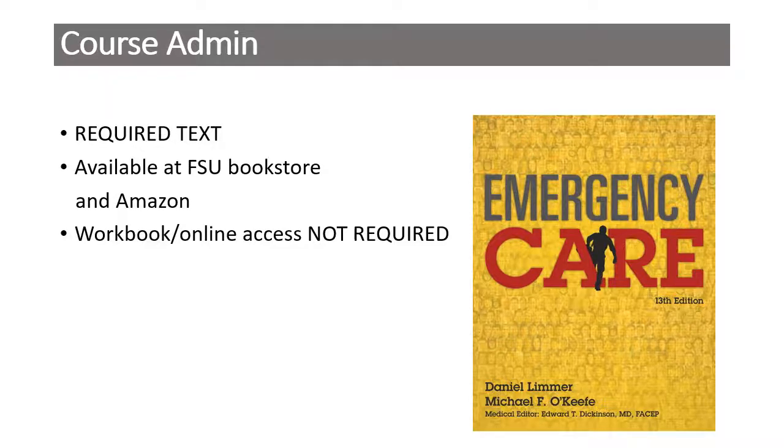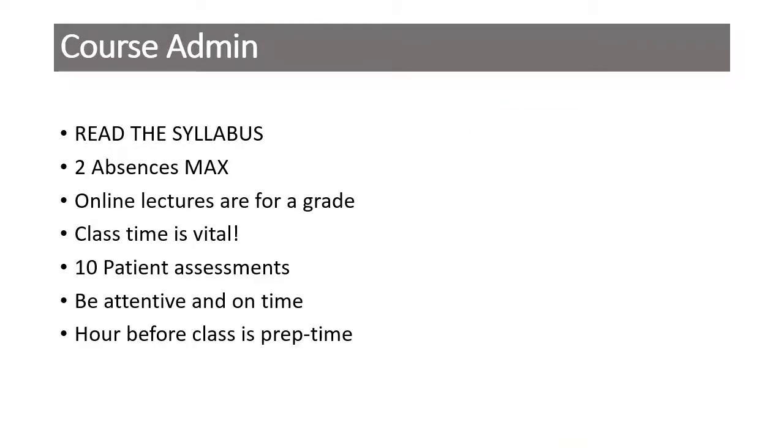The only thing you need is the book. You do not need the online access codes or the workbook that comes with it. The only thing you need is the big, thick yellow book. Be sure you read the entire syllabus. The syllabus is located in Blackboard. The syllabus is essentially the owner's manual of the class.